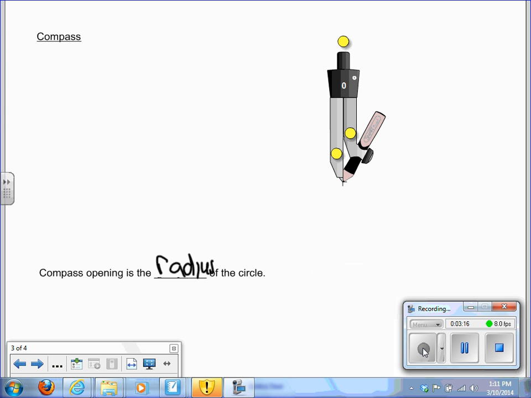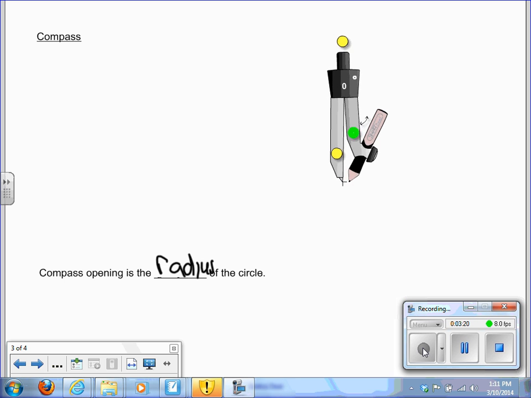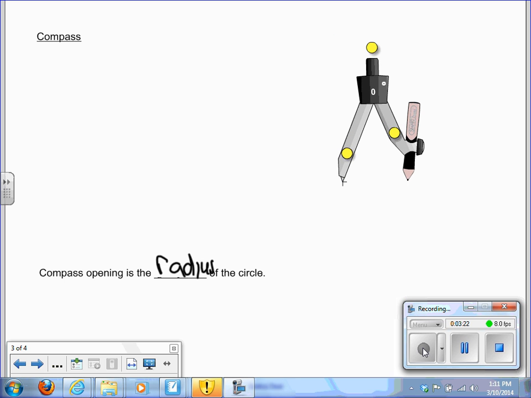The compass, how are we going to use it? The compass opening, okay, when you open the compass, the distance between the point and the pencil is your radius. So that's why the compass opening is the radius of the circle.